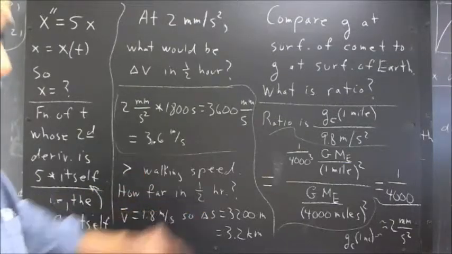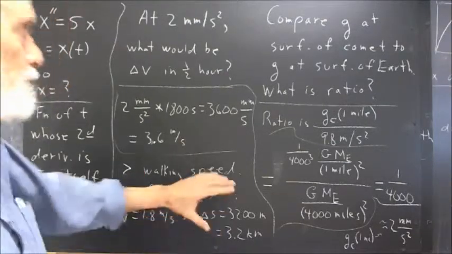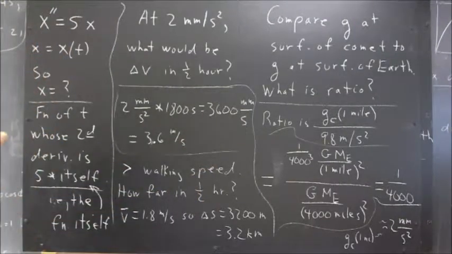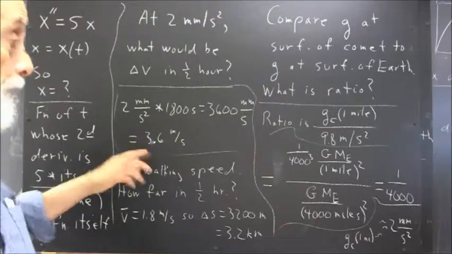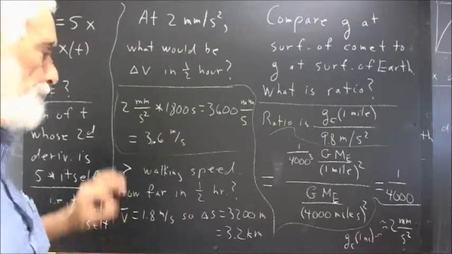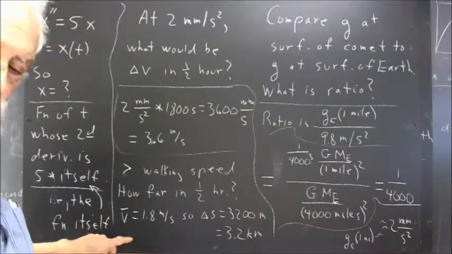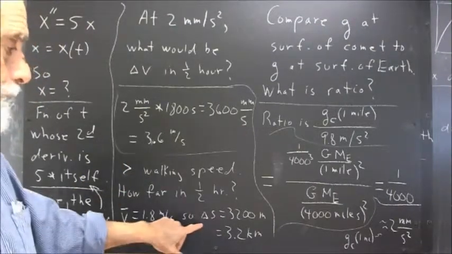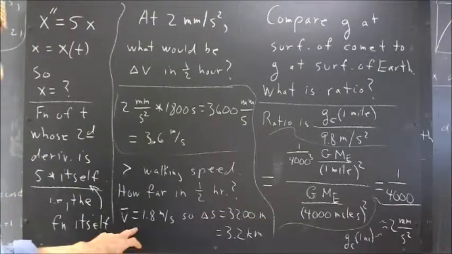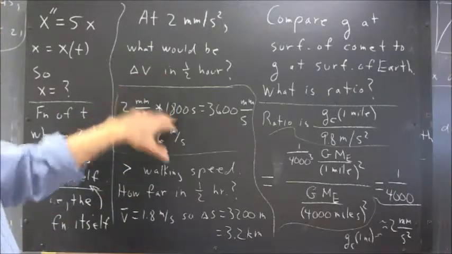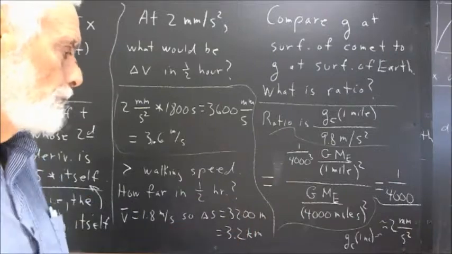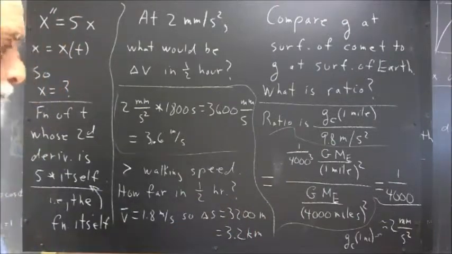Question, how far would it go in half an hour? You should pause, as you always should when a question is posed, and think it through yourself. In any case, its average velocity, if you assume acceleration to be uniform, which it certainly is not, but let's make that assumption. Assume v bar is 1.8 meters per second, so the delta s would be about 3,200 meters. Just multiply the 1.8 meters per second by the 1800 seconds. You get 3,240 meters, approximately 3.2 kilometers.